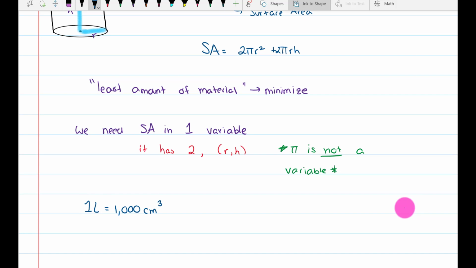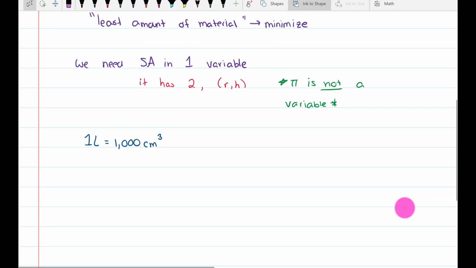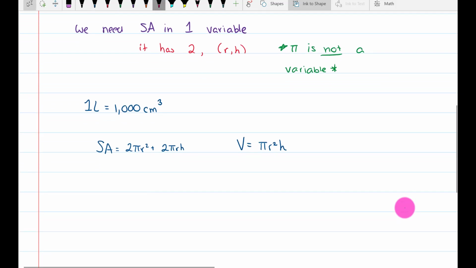So because we have 2 variables, we're going to need 2 equations in order to get 1 variable. We know that the formula for surface area is 2 pi r squared plus 2 pi rh. And we actually have a second equation, and that's the volume is equal to pi r squared h. So now that we have 2 equations and 2 variables, we can now substitute to get 1 equation with 1 variable. We know that the volume of this is 1,000. So this is pi r squared h.